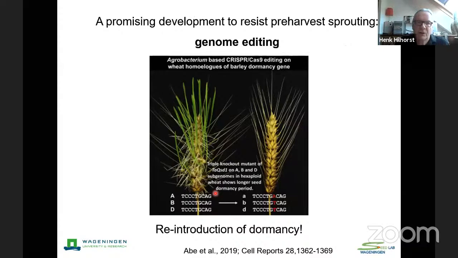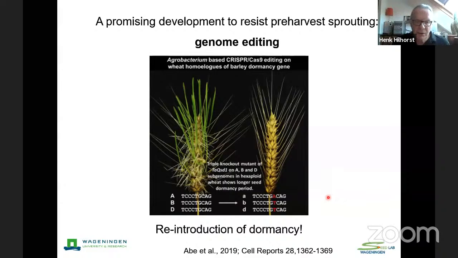Now, a very recent, a very promising development to resist pre-harvest sprouting can be reached by genome editing. You may have heard of a technology called CRISPR-Cas9, where you can edit the genome in a very, very precise way. Now here you see a real nice example in wheat, hexaploid wheat, where using genome editing in the DNA, these three Gs on these three genes were replaced by an A, a T, and a T. So single base mutations introduced by using genome editing.